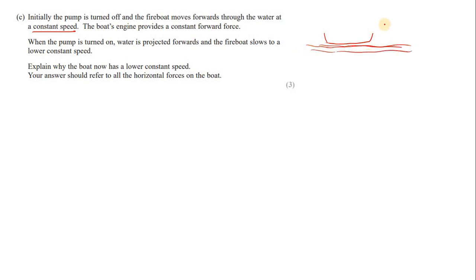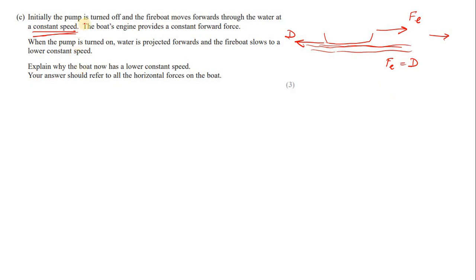So the boat is experiencing forward engine force. Let's call it Fe. And then there is a drag force, D, initially, before starting the pump. They are saying that initially the boat is moving at constant speed. That means the horizontal engine force Fe and the drag force are balanced and they are cancelling. So no resultant force, that's why no acceleration. So the boat has some constant speed and it is moving forward in that direction.